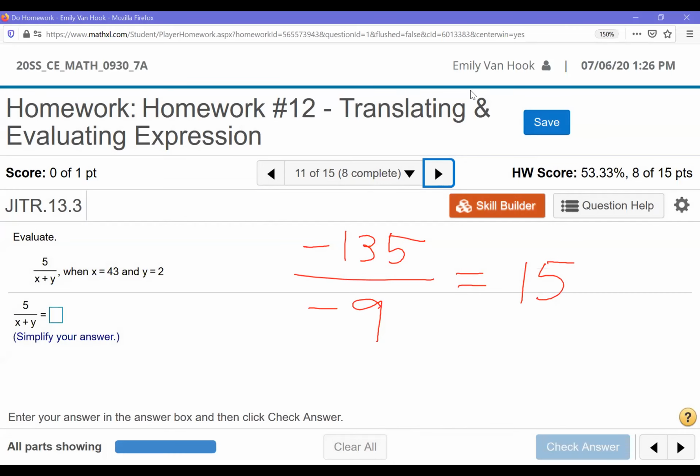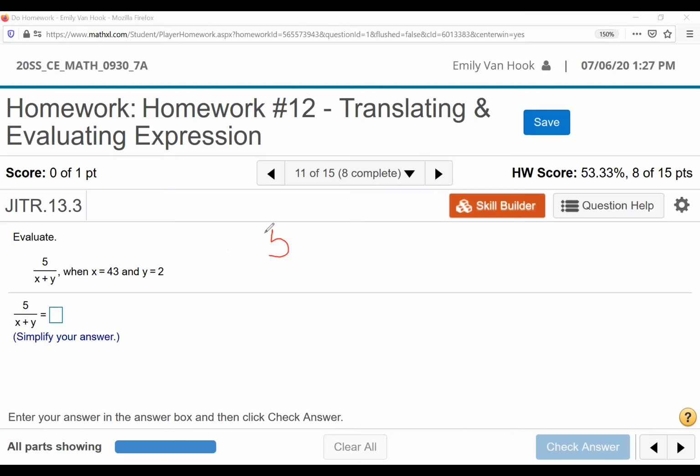Number 11, we saw one like this in our notes. This is 5 over x plus y. Okay, so x is 43, y is 2. So I'll write a fraction 5 over, instead of x plus y, I'll write 43 plus 2. And then I'll simplify. 43 plus 2 is 45.